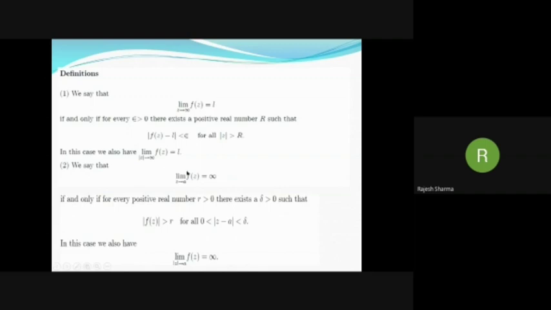Second, limit z approaches a of f(z) is equal to infinity if and only if for every positive real number r greater than 0, there exists a delta greater than 0 such that mod f(z) is greater than r for all 0 less than mod z minus a less than delta, that is, in some neighborhood of the point a. The mod of f(z) can be made arbitrarily large. In this case, we also write limit mod z approaches a of f(z) is equal to infinity.